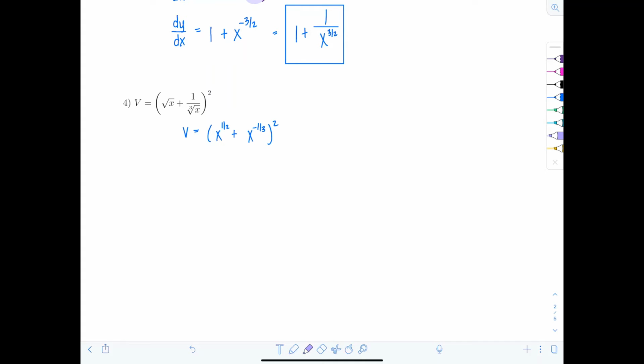Good? Got to remember your rules of exponents. That's why you sat through precalculus, that way you'd be ready to roll right now. And then we have to square this quantity. So let's remember our rule. You square the first term.